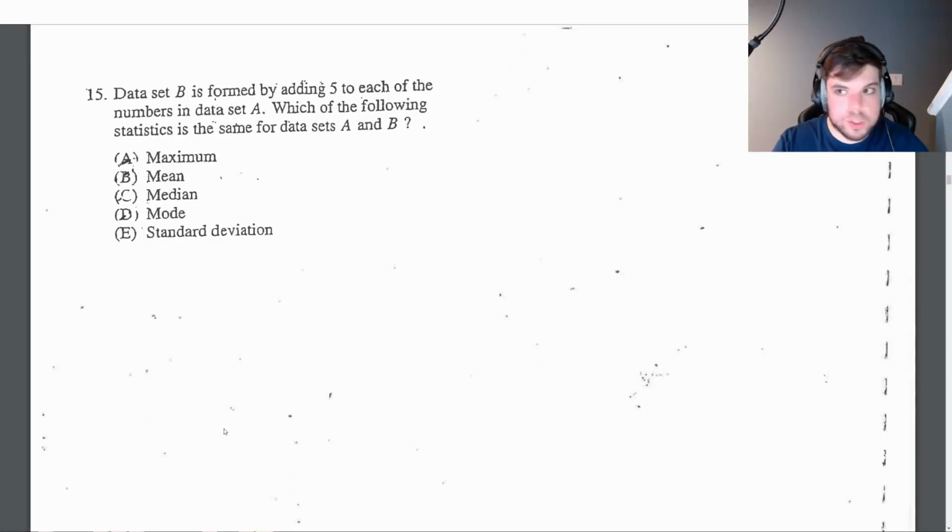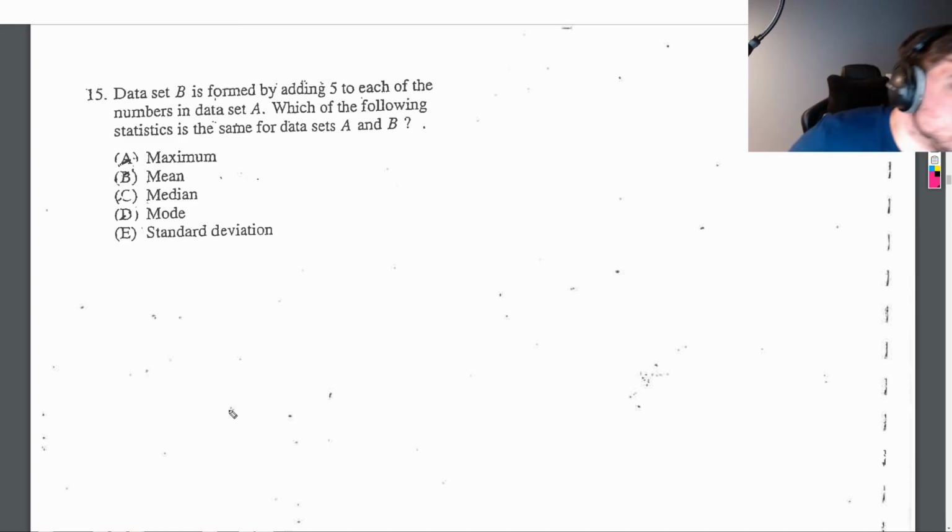15. Oh, interesting. Data set, data? Tell me in the comments, do you say data or data? Data set B is formed by adding 5 to each of the numbers in data set A. Which of the following statistics is the same for data sets A and B?